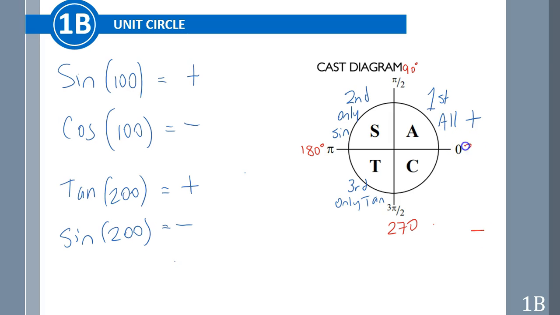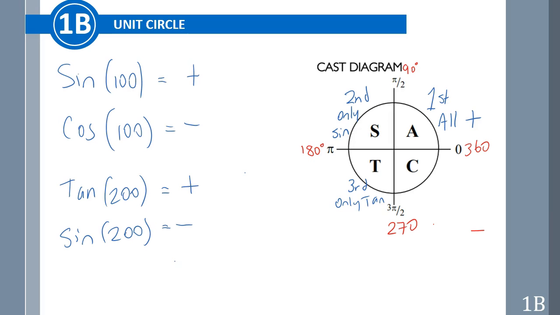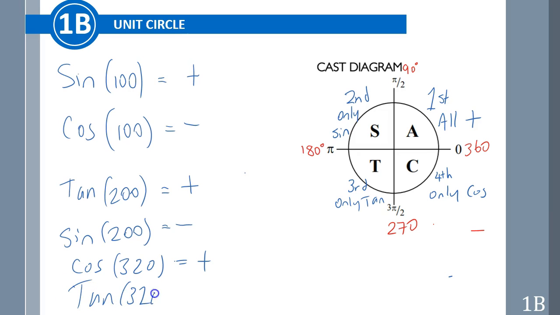You can probably guess with this last one, from 270 to 360. Oh, it is the fourth, sorry, it is the fourth quadrant. Okay, and only cos is positive in this one. So cos of 320 would be positive, but tan of 320 would be negative.